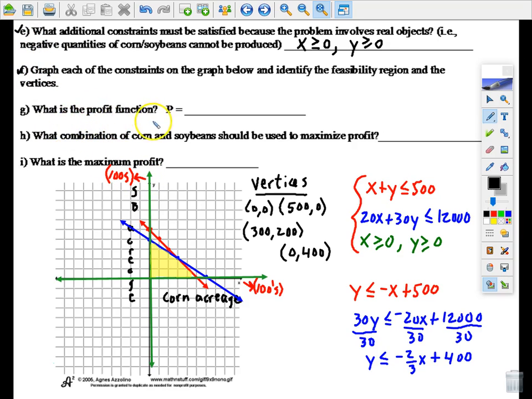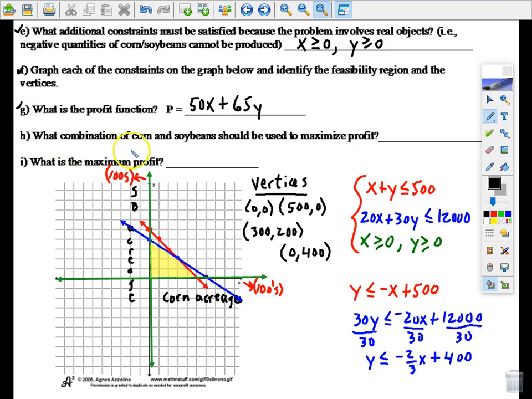Okay, so we need a profit function. If you're looking at your paper, you see the sentence that reads the profit on each crop. So for the profit function, I've already given you the P equals. You're making $50 per acre of corn. Corn is our X variable, 50X. And you're also making $65 per acre of soybeans. So that's going to be 65Y. So that answers letter G.